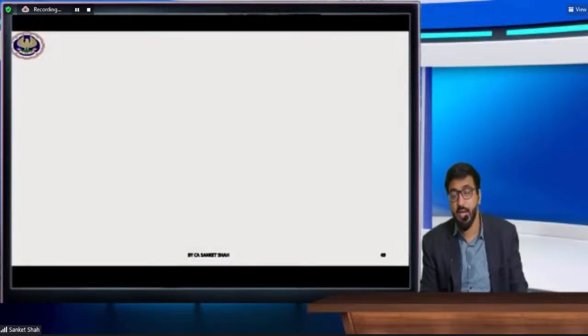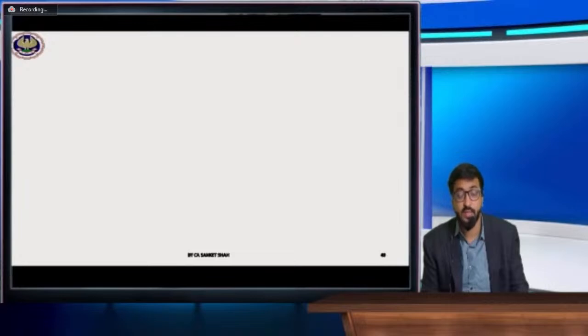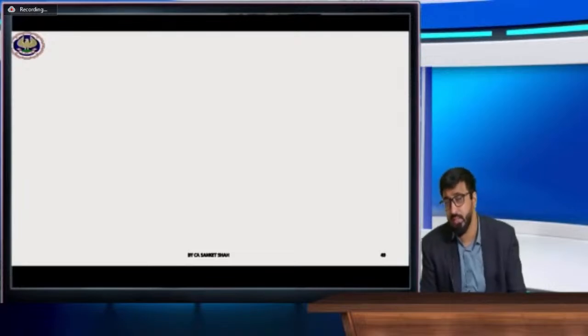Today's chapter, cash flow statement. We already know the logic of the cash flow statement. In the last session, we studied the two methods, direct method and indirect method. Today, we are going to see the format first.